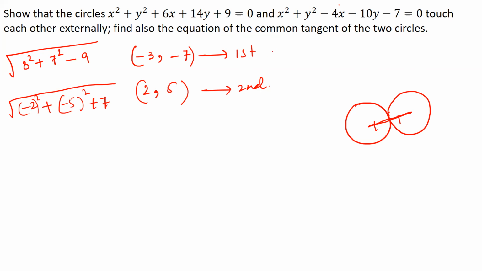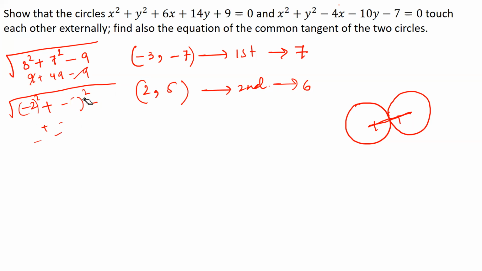So g squared plus f squared minus c, the entire thing rooted, will give me the radius of the second circle. On simplification, I'll get 9 plus 49 minus 9. So 9 and 9 cancel out, root over 49 is 7. So this is the radius of the first circle. And if I simplify the other, I get 4 plus 25 plus 7. 25 plus 4 is 29, plus 7 is 36, root over 36 is 6. So the radius of the second circle is 6 units.